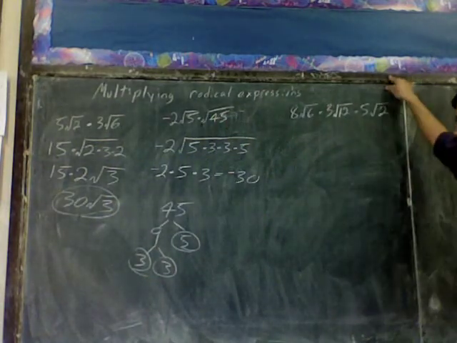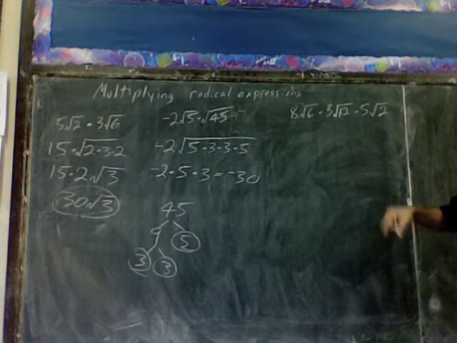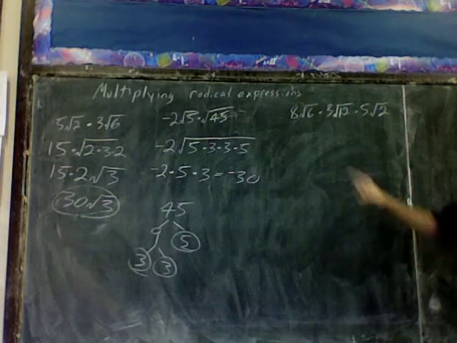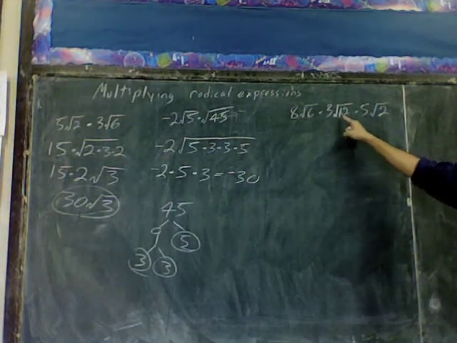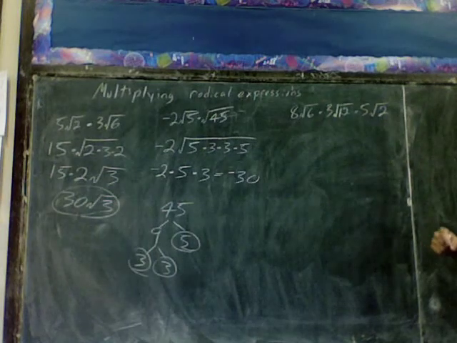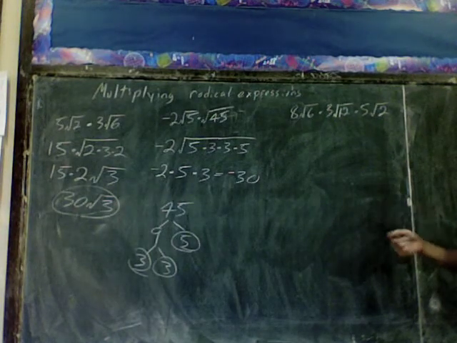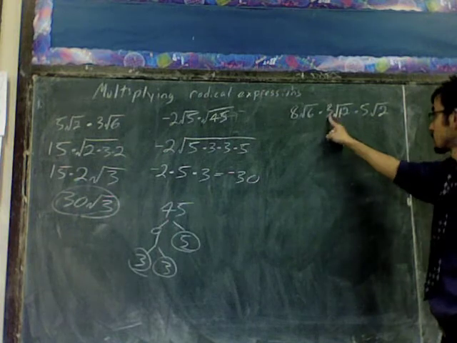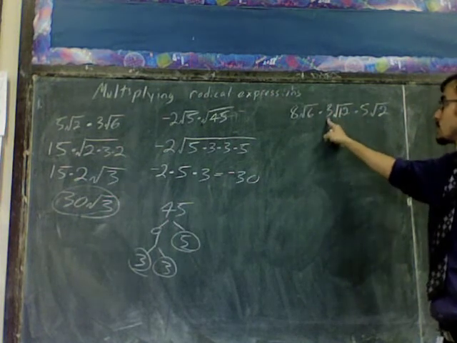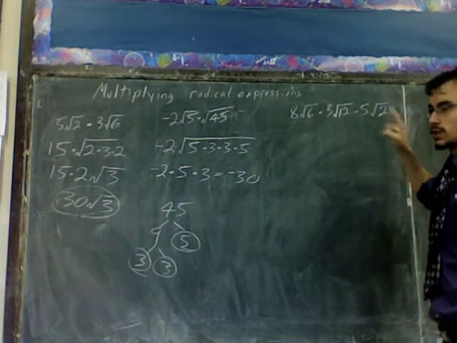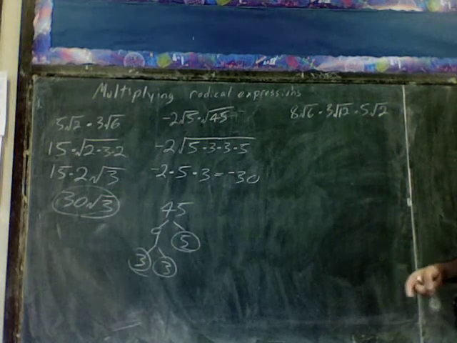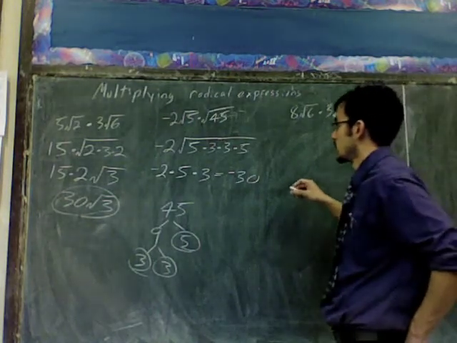Okay, last problem. Same idea, but now there's 3 things we're multiplying. 8 times the square root of 6 times 3 times the square root of 12 times 5 times the square root of 2. Okay, well we're going to multiply all the coefficients. 8 times 3 times 5. Let's see, 8 times 3 is 24. And 24 times 5, that should give me 120.